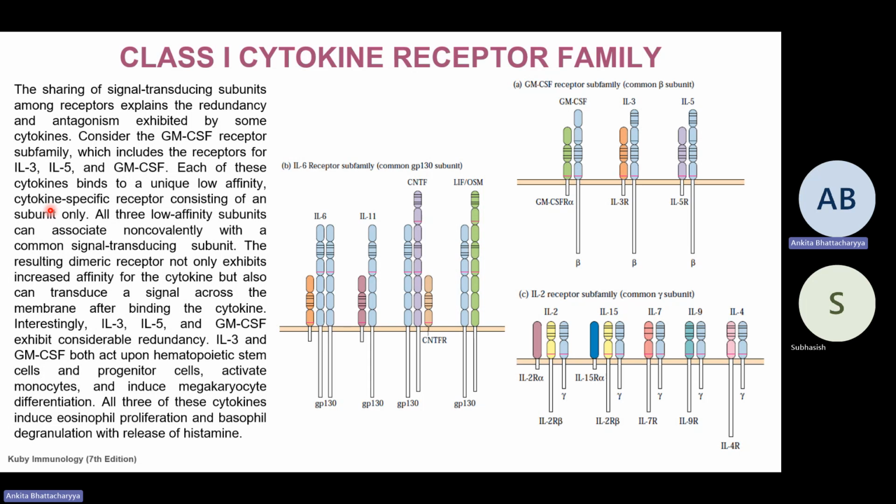So the takeaway point here is that the signal transducing unit of each receptor subfamily is able to associate with the other component of the receptor, and then they are able to form the functional receptor, which will communicate the necessary information within the cell. That includes a number of different functions, activation of monocytes, megakaryocyte differentiation, etc., and also the induction of an inflammatory response.